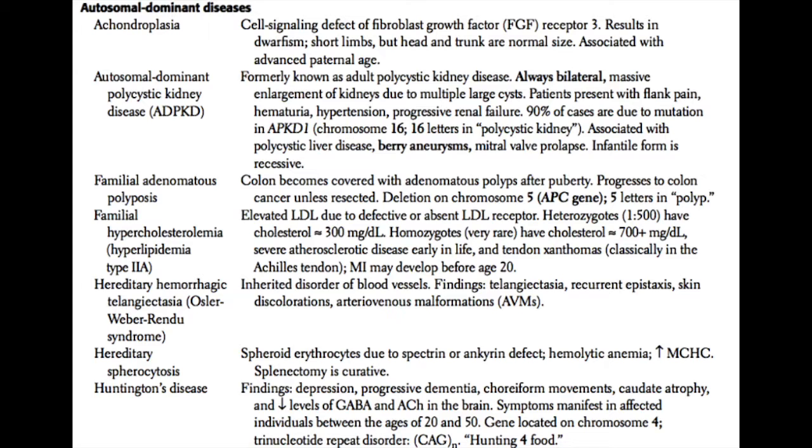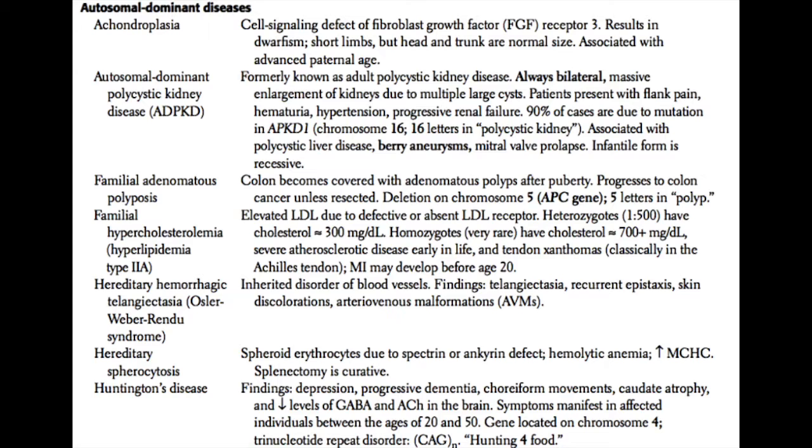Next is hereditary hemorrhagic telangiectasia, also known as Osler-Weber-Rendu syndrome. In this case, it's a disease of blood vessels which leads to telangiectasias throughout the body, which are nothing more than overgrowths of capillaries. It causes bleeding and arteriovenous malformations.